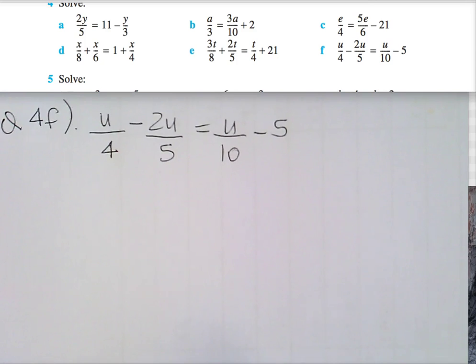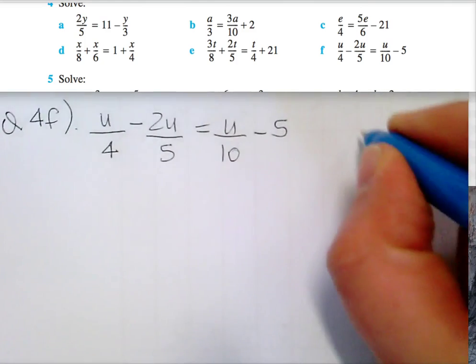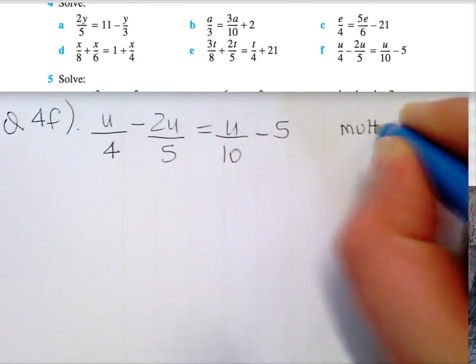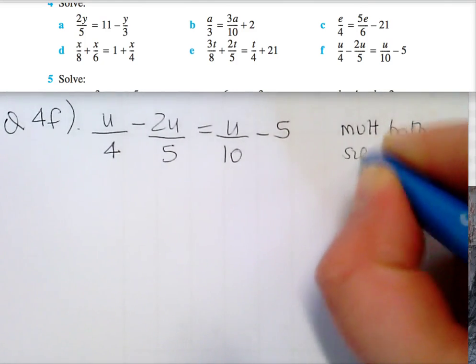If you were to do common denominator, I wouldn't do that. Now we've got to be very careful here. We need to get rid of all the fraction bits. Divide by 4, divide by 5, divide by 10. We're not going to multiply by 200. What number do 4, 5 and 10 all go into? 20. So we're just going to multiply both sides by 20.